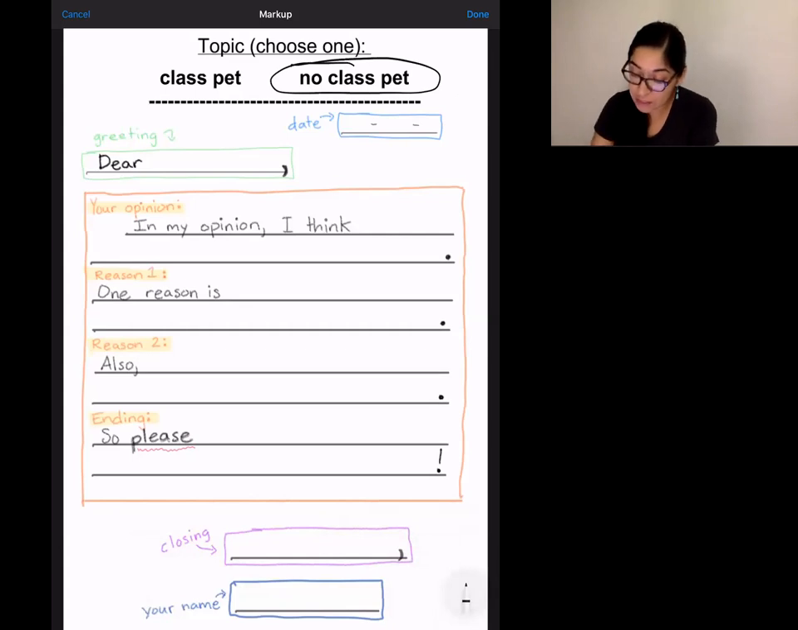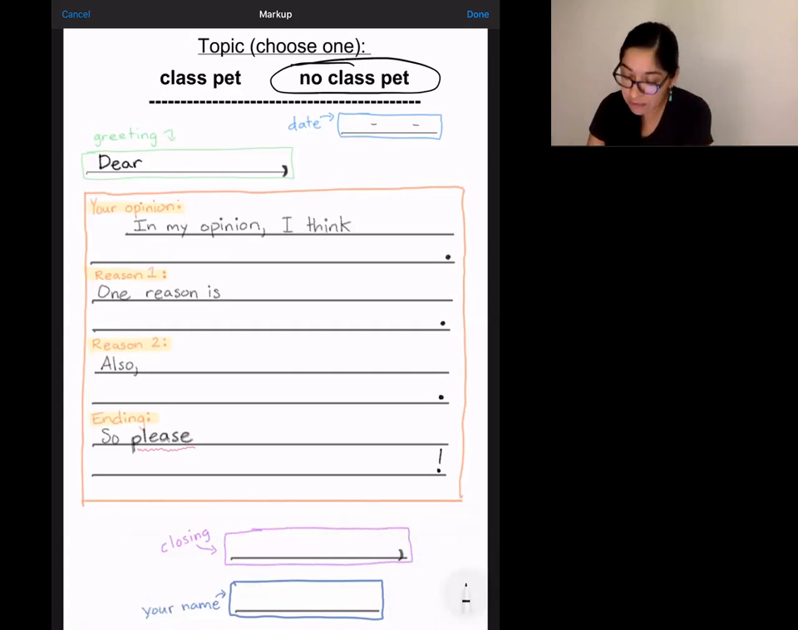Okay, so let's get started. I already made my choice. I know what I'm going to write my letter about. My persuasive letter is going to be about no class pet. So I'm going to try to convince my reader that we should not have a class pet. Go like this if you agree. Go like this if you do not agree with me.